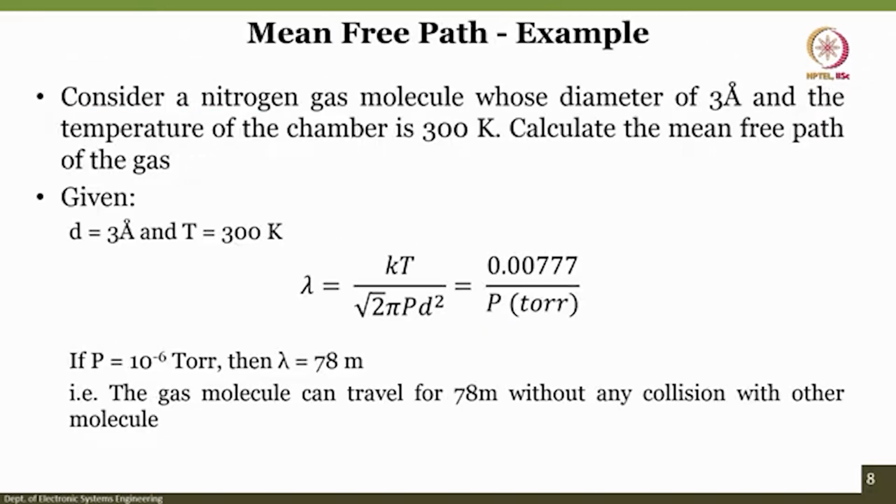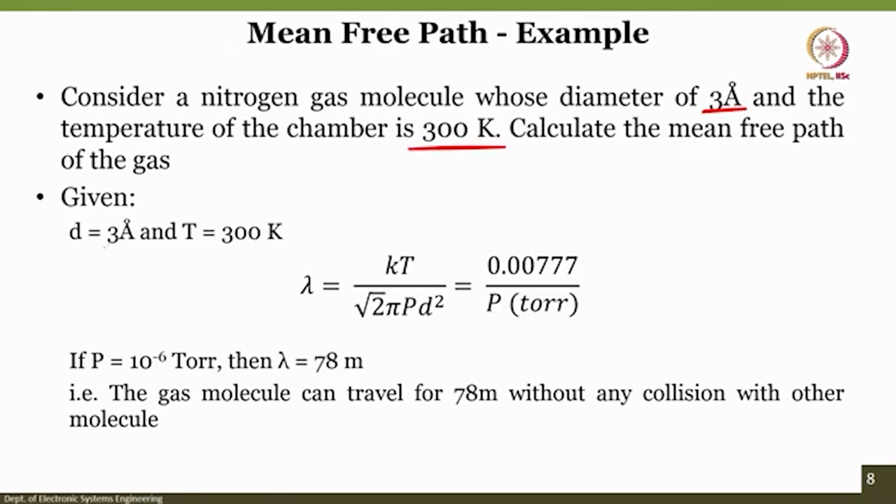And if you want to take an example to solve, right, we will solve a lot of mathematical problems in the TA class, but let us take one such example here. Consider a nitrogen gas molecule whose diameter is 3 angstrom and the temperature of the chamber is 300 Kelvin. Calculate the mean free path of the gas.